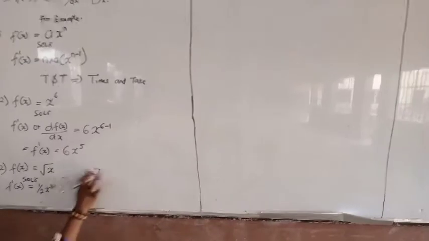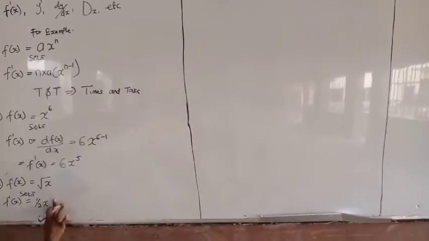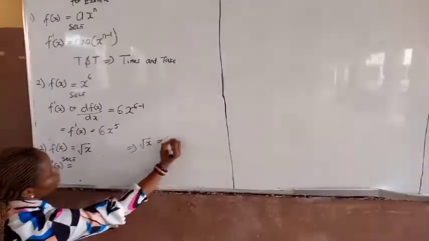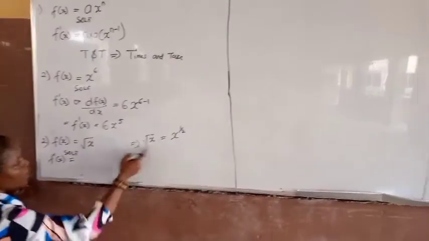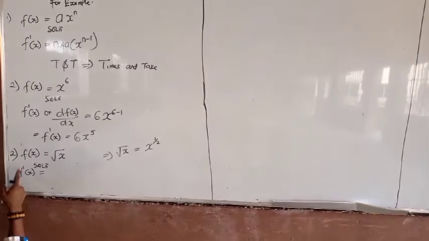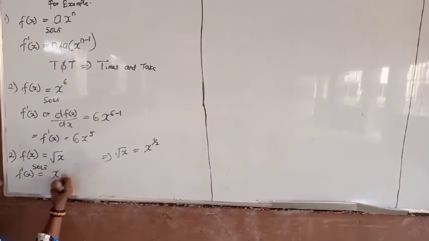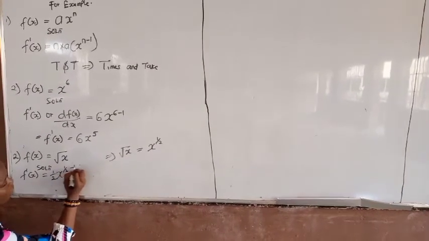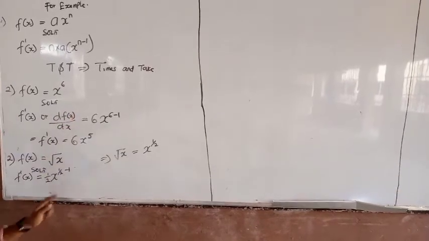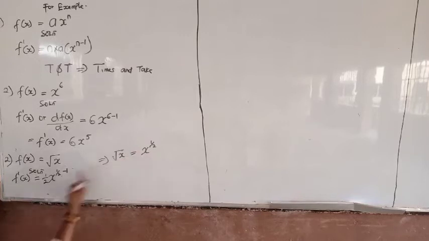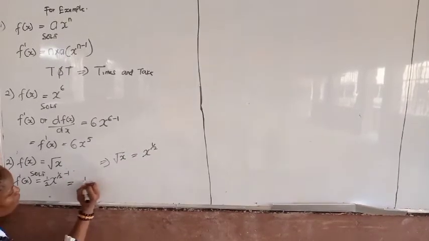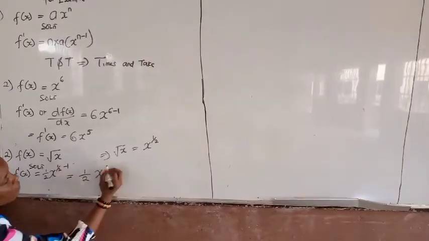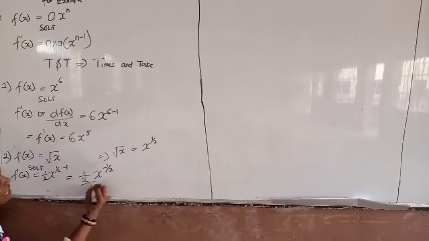Let me shift the concept of these indices so that we can have space to explain this. I remember I said that the square root of x can also be written as x raised to the power 1 over 2, by the concept of indices. Now my f prime of x will be: multiply the power with the coefficient, so that I'll have 1 over 2 x raised to the power of 1 over 2 minus 1. Remember the times and take. The first thing is to multiply the power with the coefficient, then subtract 1 from the power, so that I will have 1 over 2 x to the power of half minus 1. If you apply your LCM here, you have minus 1 over 2. So this can be your answer.